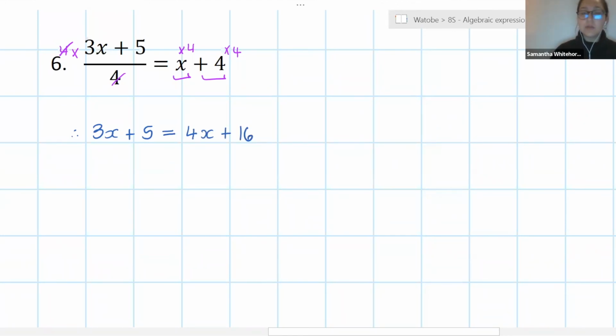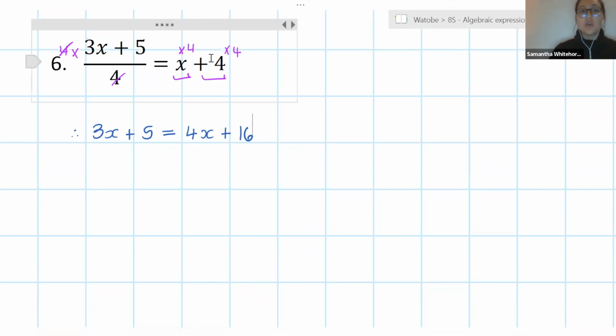So it's really important that you remember that if you're going to times the denominator, you need to times every term in that equation by the denominator. So in this case, by 4. If you don't do that, your equation isn't balanced anymore, and so you're not going to get the right answer.